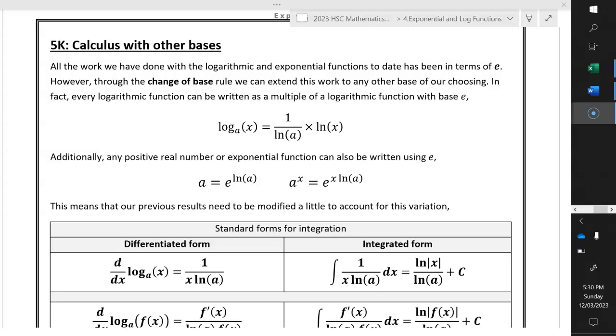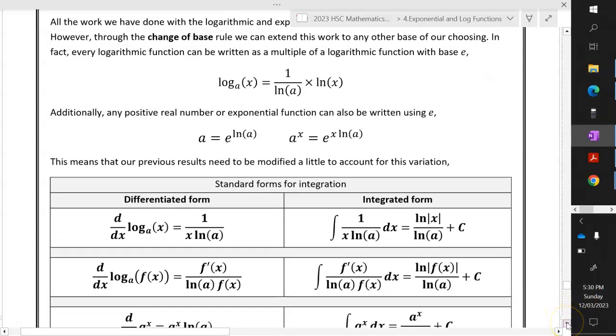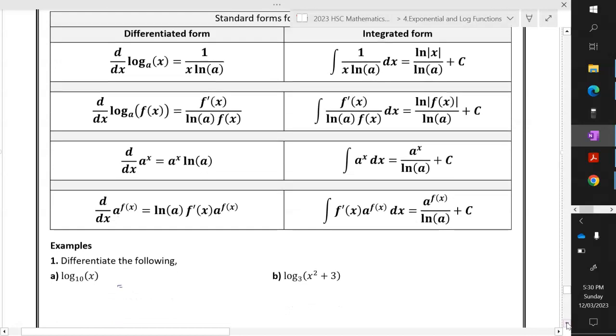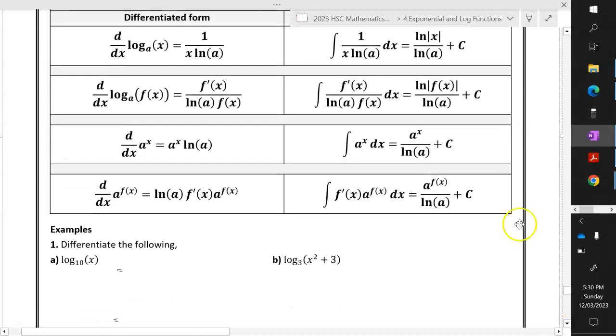Okay, hi. This video looks at 5K, calculus with other bases. This is the last section in this topic before we go on to our new topic. Now, there's two ways to think of these questions in this topic. You're given the way to work them out basically on your HSC formula sheet, which is really handy. I'll flick over to there in a second. So we can substitute those in, but it's nice to know why we're doing things as well.